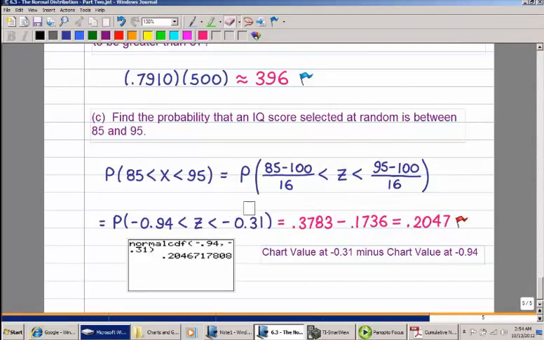So negative 0.31 has a chart value of 0.3783. Negative 0.94 has a chart value of 0.1736. Subtract the larger minus the smaller, you get 0.2047. And there it is in the calculator. You just put the lower number, you put the upper number, and there it is. So you would expect about 20.47% of the scores to be between 85 and 95. And that concludes the normal distribution part 2.